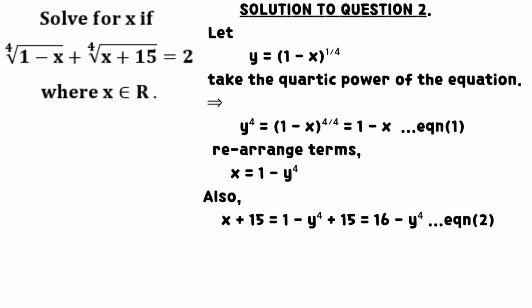Rearrange terms of the equation. We have that x equals 1 minus y to the power of 4. Also, the sum of x and 15 equals 1 minus y to the power of 4 plus 15, which equals 16 minus y to the power of 4. We call it equation 2.